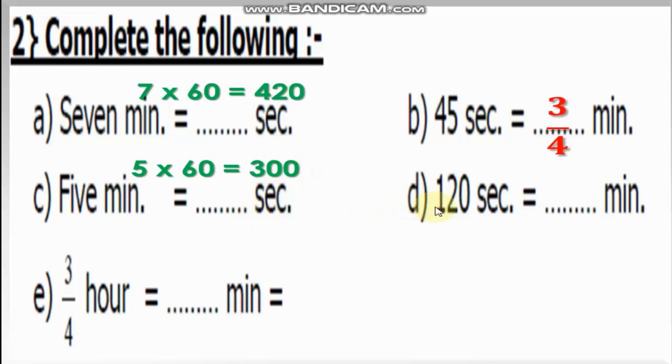Letter D. 120 seconds equals how many minutes? We know that 1 minute equals 60 seconds. So 120 seconds equals 2 minutes. Letter E. 3/4 hour equals how many minutes? We know that quarter hour equals 15. So 2/4 equals 30. 3/4 equals 45 minutes.